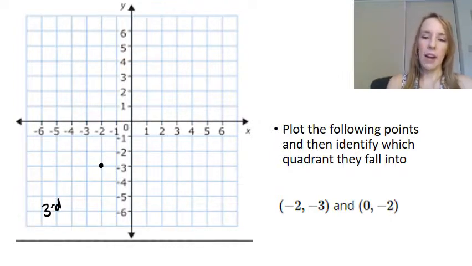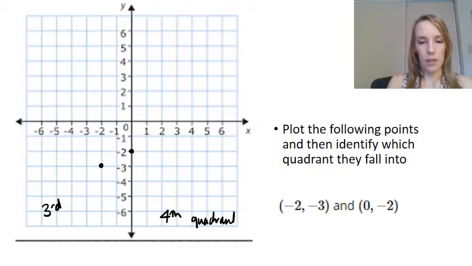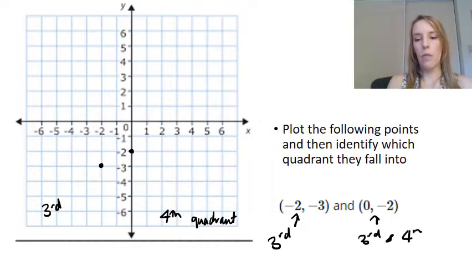And our second point is 0, and we drop down to -2. So that's in between our third and fourth quadrant. So this one was in our third quadrant, and this one was in between our third and fourth, right on the borderline there.